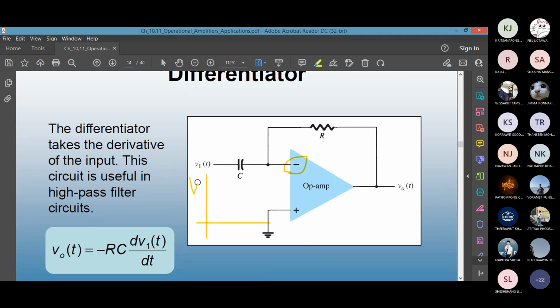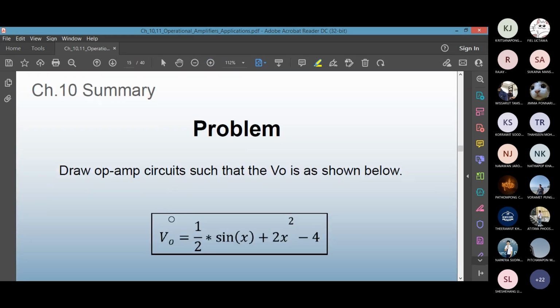For the high pass, this is your output, or you can take it in terms of gain. This is frequency. It will pass only the high frequency. So at low frequency, no output. At some point, the output will rise, and then when the frequency is high enough, you will get your output voltage. We'll leave it at that. In the next class, we will try to do a problem. Try to design this circuit.